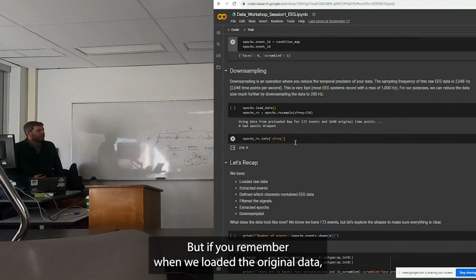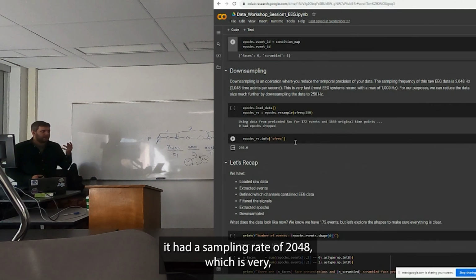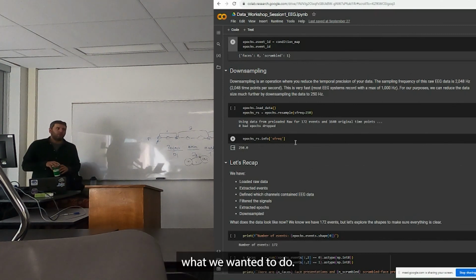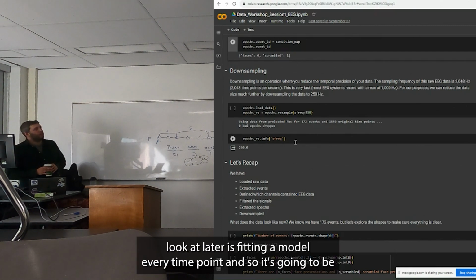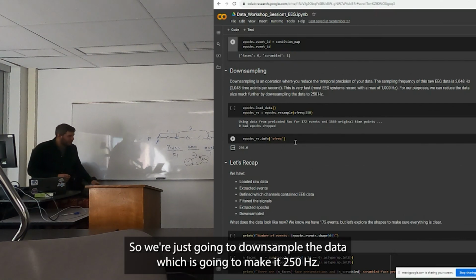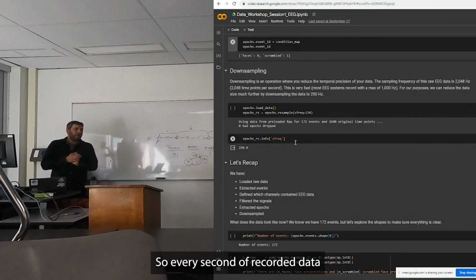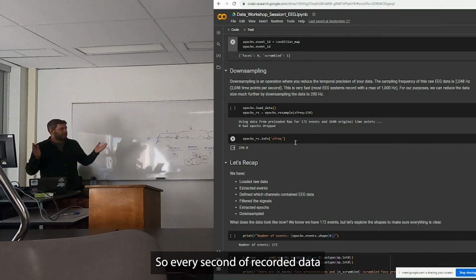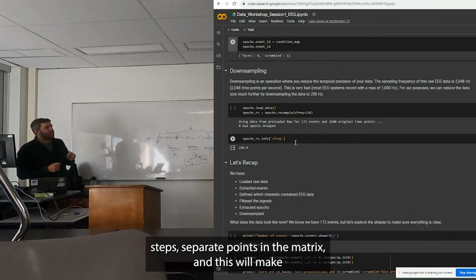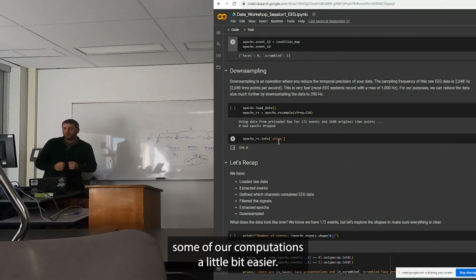But if you remember, we looked at the original data and it had a sampling rate of 2048, which is very, very high temporal precision, but far too precise for what we want. And one of the things we're going to look at later is fitting a model at every time point. And so it's going to be very computationally intensive to train 2,000 plus models. So we're just going to downsample the data, which is going to make it 250 hertz. So every second of recorded data is just going to have 250 separate time steps, separate points in the matrices. This will make some of our computation go a bit easier.